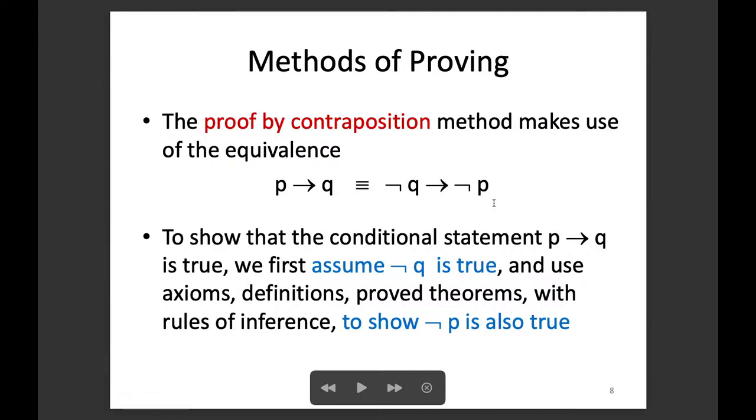Now to show this to be true, it's easy. We can consider showing this by direct proof. So we assume not Q, and then we get not P. Okay, so this is the so-called proof by contraposition. We will find that sometimes it is very useful.